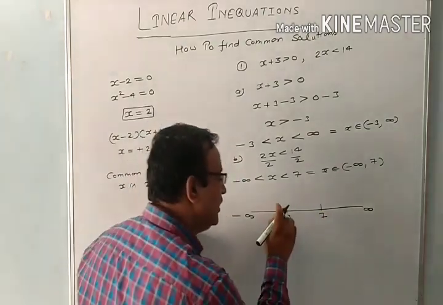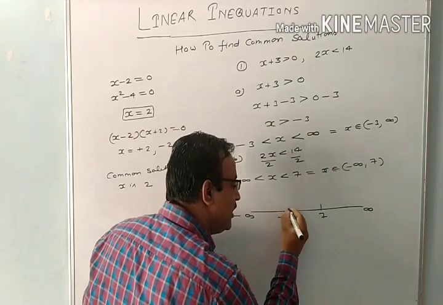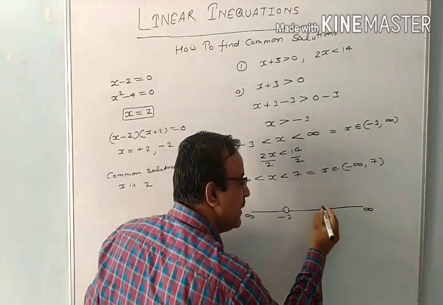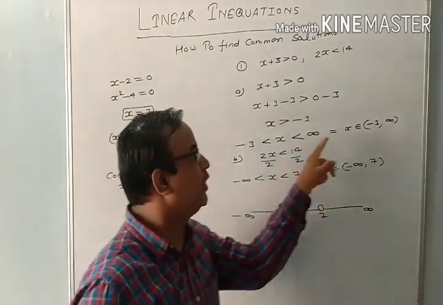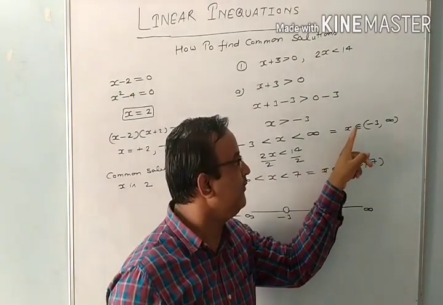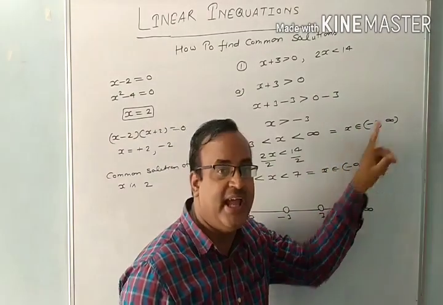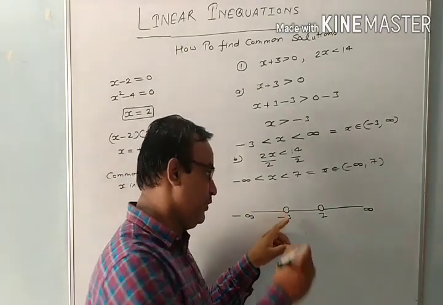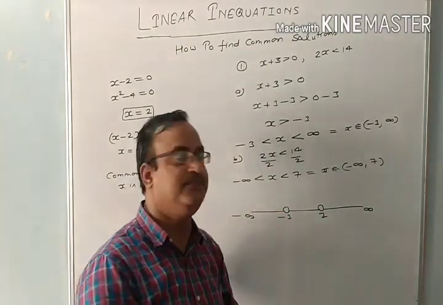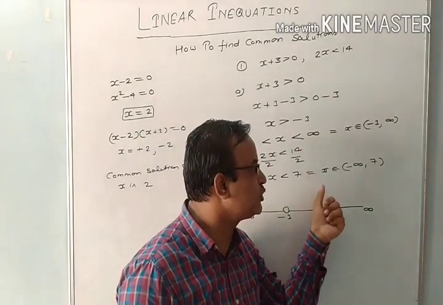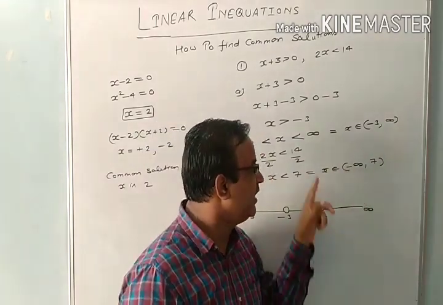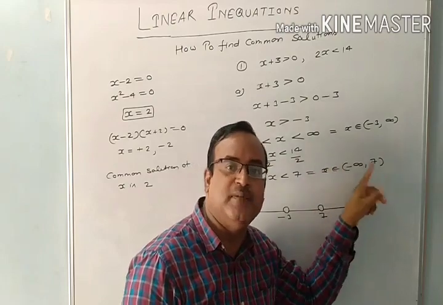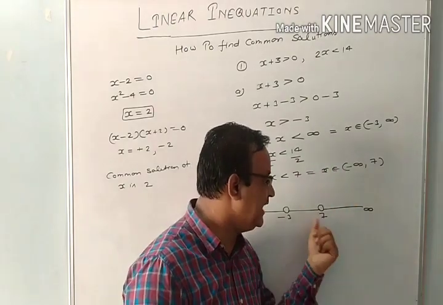We will draw a light circle, because if x belongs to the open interval minus 3 to infinity, x is not equal to minus 3. That's why I have drawn a light circle here. And next, x belongs to from minus infinity to 7. Here also x is not equal to 7. That's why I have drawn a light circle.